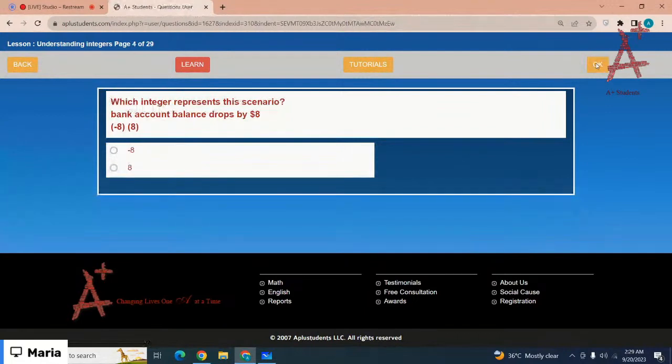Which integer represents this scenario? Bank account balance drops by $8. So which is the correct option? Drop by $8 means it is decreased by $8, right? So that would be negative 8.